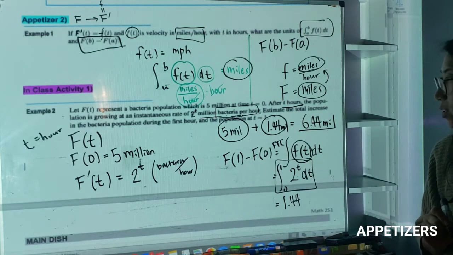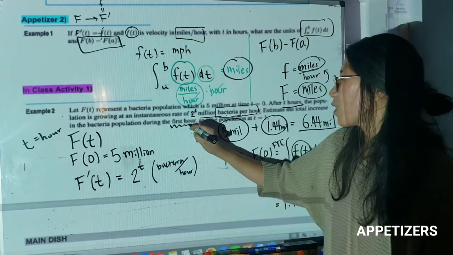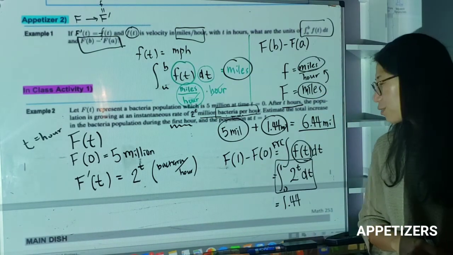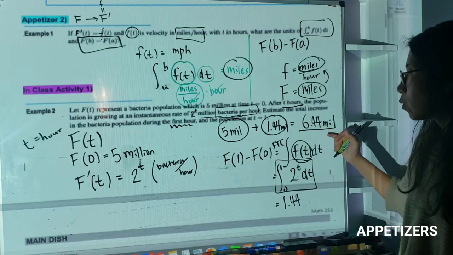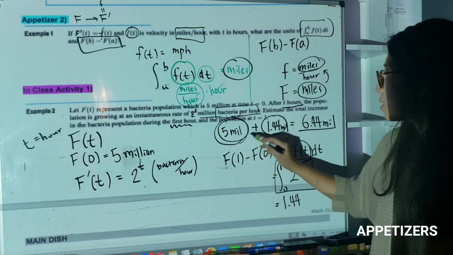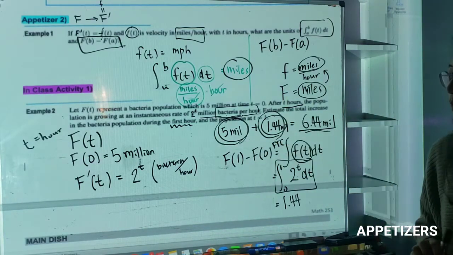Did I say first 1 year or first 1 hour? What we are talking about is the first 1 hour, and sorry if I keep saying year. Okay, so I want you to see how we utilize it, and then we can find some population.